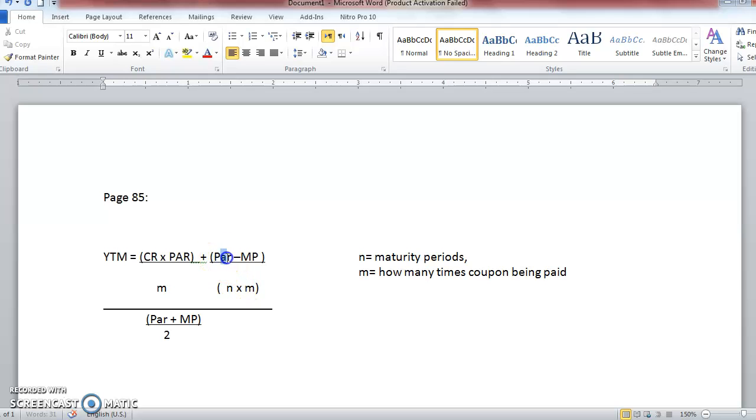After you've done with this part, you have to plus the par value minus the market price divide by N times M. If the coupon is being paid once, nothing happens here, just N times 1. But if it's being paid twice, of course there will be a difference over here, right? And then the whole thing you have to divide by par value plus the market price divide by 2.